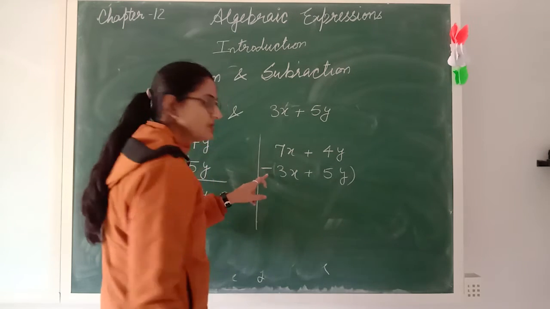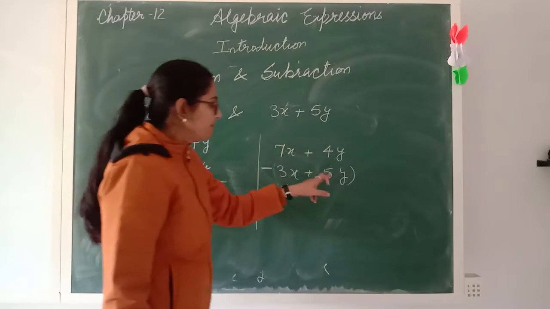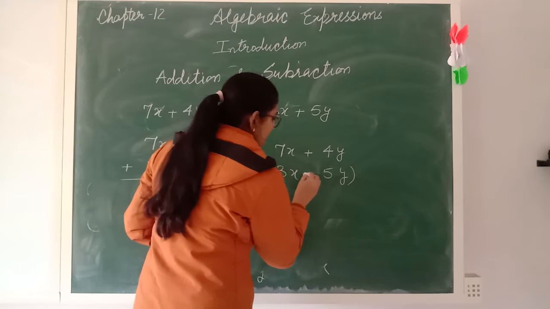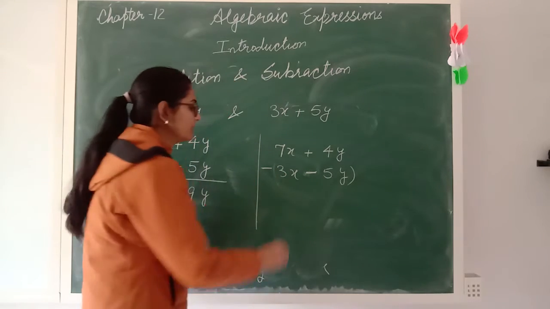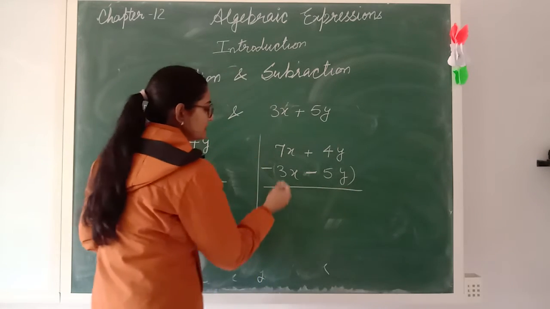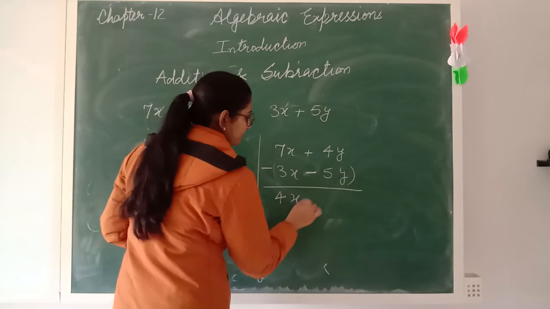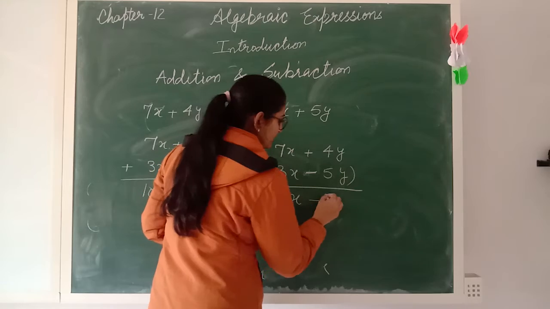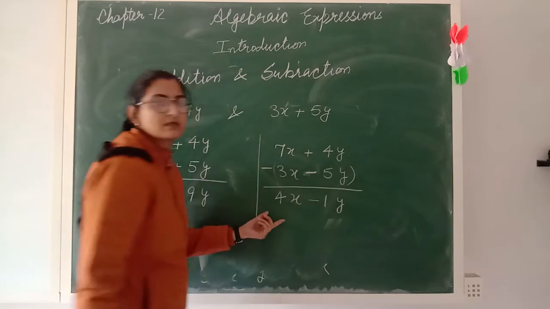So you change its symbol, make it minus. 5y is also plus, but we have to subtract, so change its symbol into minus. Now we can solve this. 7 minus 3 is 4. 4 minus 5 is minus 1. So this is the subtraction.